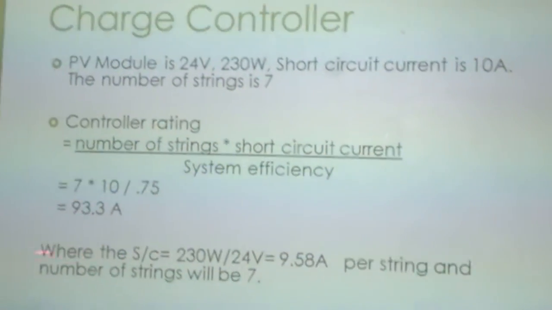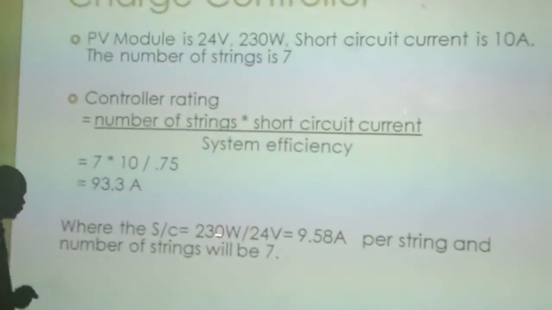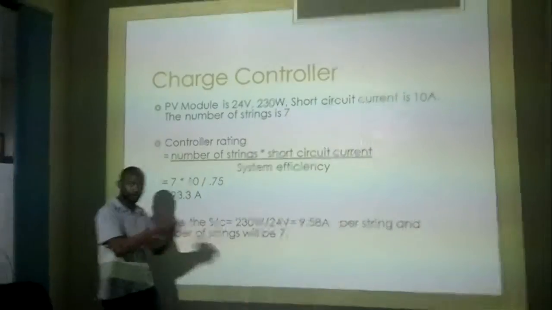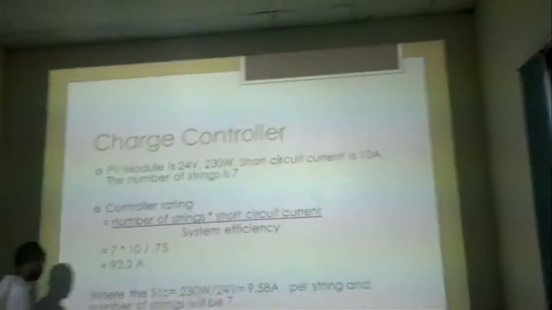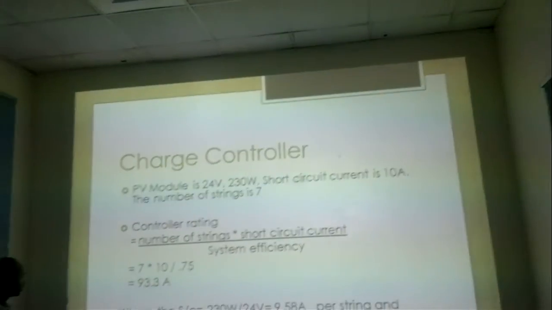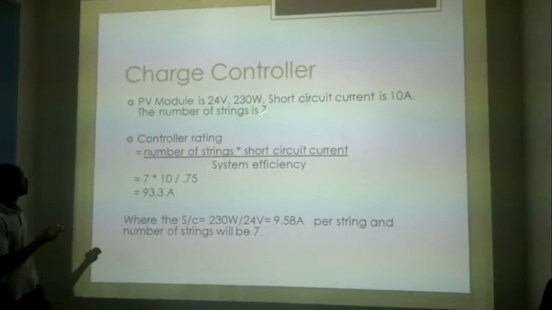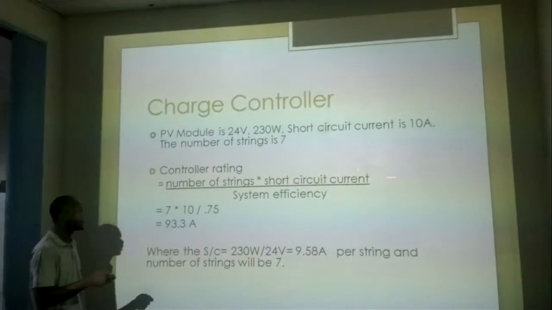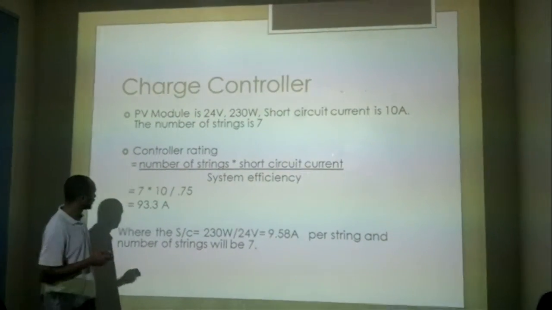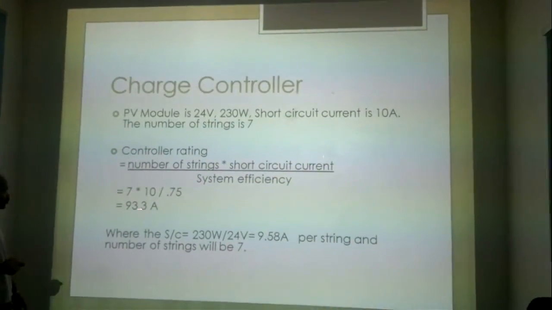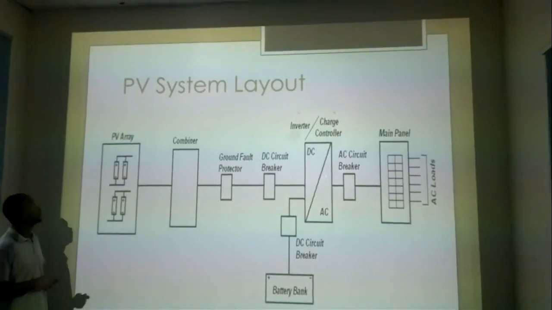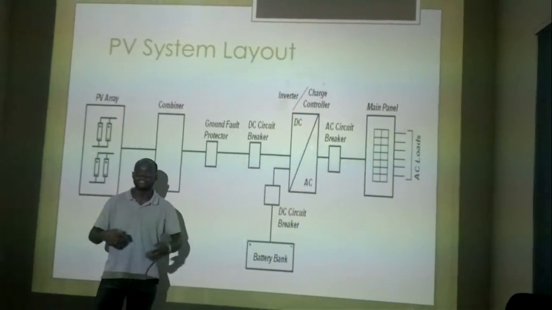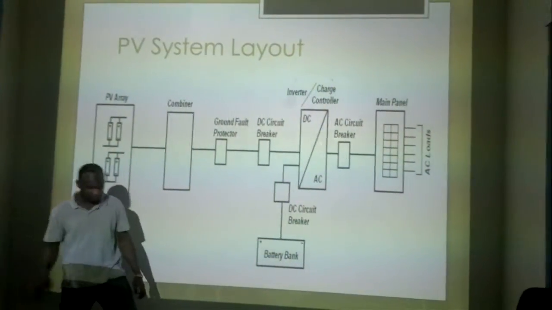Here we can see how we calculate the short circuit current. It is the 240 divided by the voltage, which will give us 9.58, which we round up by about 10%. And the number of strings is 7. So to calculate the rating of the charge controller, it is the number of strings times the short circuit current times the system efficiency, and there we go, it is 93.3 amps. Now I move over to Mr. Mackenzie, who will explain the system layout and also go into the efficiency of the system. Mr. Mackenzie.